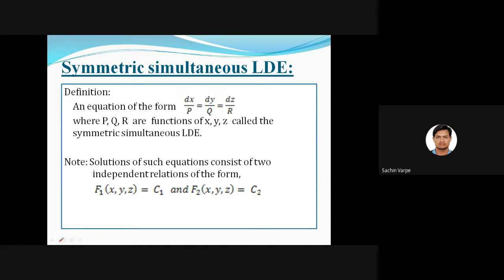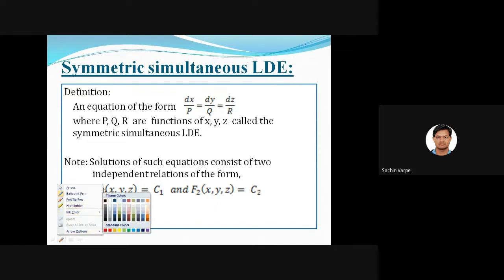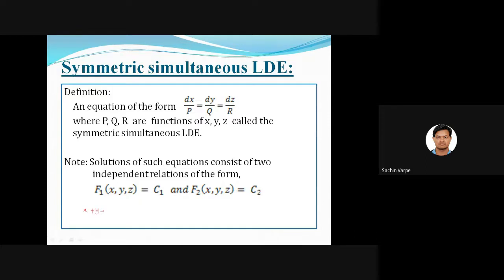Linearly independent means what? They should not be multiples of each other. For example, if we get the first solution as x plus y plus z is equal to c1, then the second solution cannot be 2 times x plus y plus z is equal to c1, because that is a multiple of the first one, and that is linearly dependent. We want linearly independent solutions, remember. So those should not be multiples of each other. That we need to think.